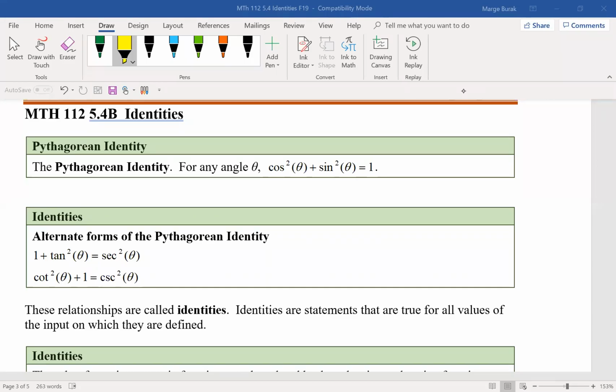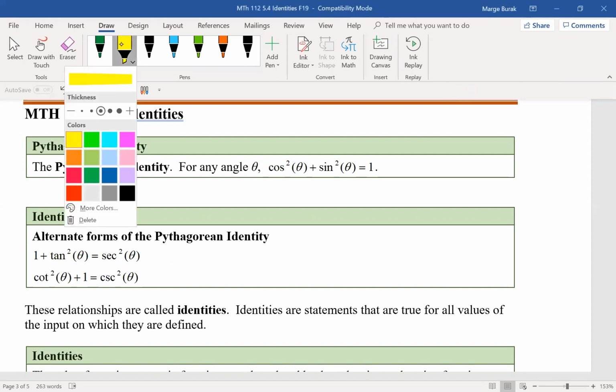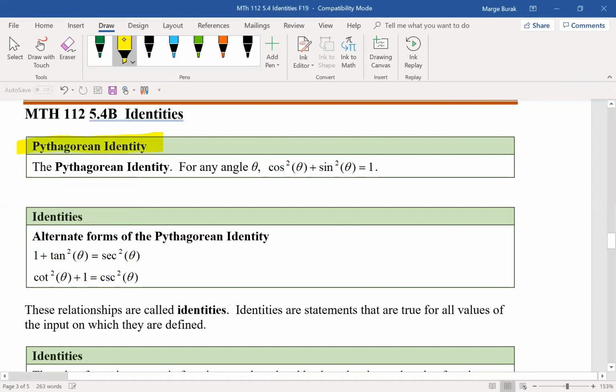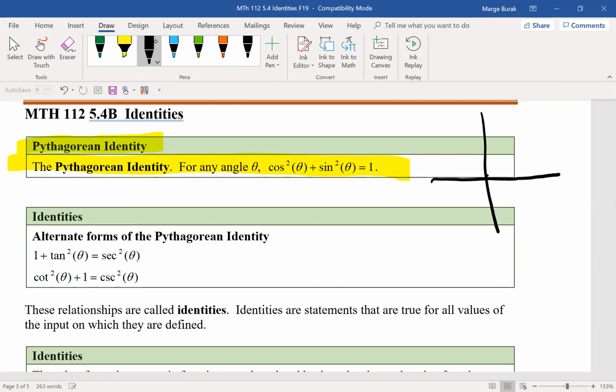Okay, so the second part of 5.4 has to do with identities. First, we talked about the Pythagorean identity, cosine squared plus sine squared equals 1. We used to draw the circle, the unit circle, with radius 1, and x is the cosine and y is the sine, because x over r is cosine. So the right triangle gives x squared plus y squared equals 1.